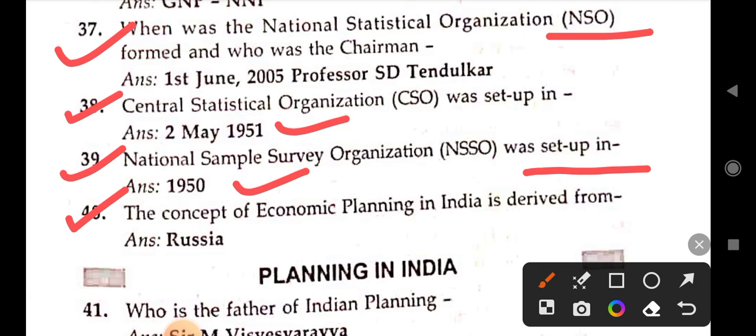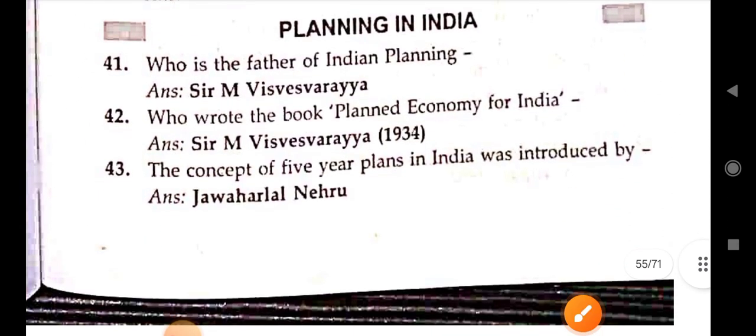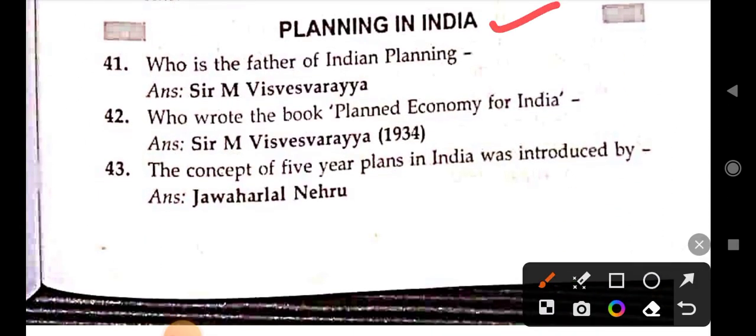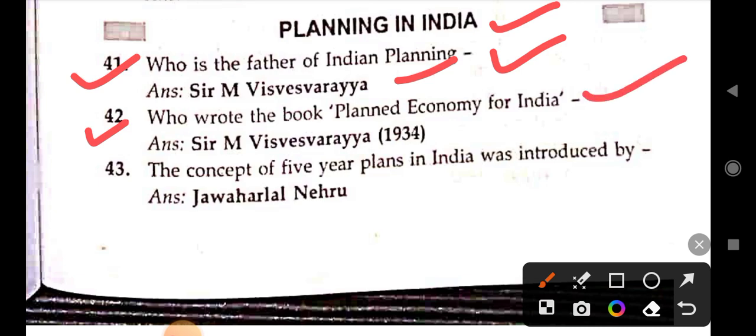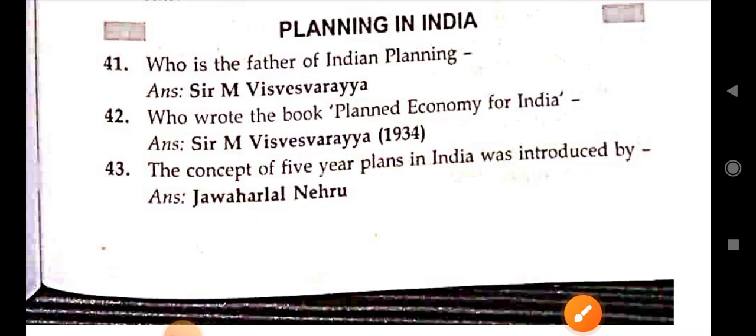The concept of economic planning in India was derived from Russia. Next. Planning in India. Who is the father of Indian planning? Sir M. Visvesvaraya. Who wrote the book Planned Economy for India? Sir M. Visvesvaraya, 1934. The concept of the 5-year plan in India was introduced by Jawaharlal Nehru.